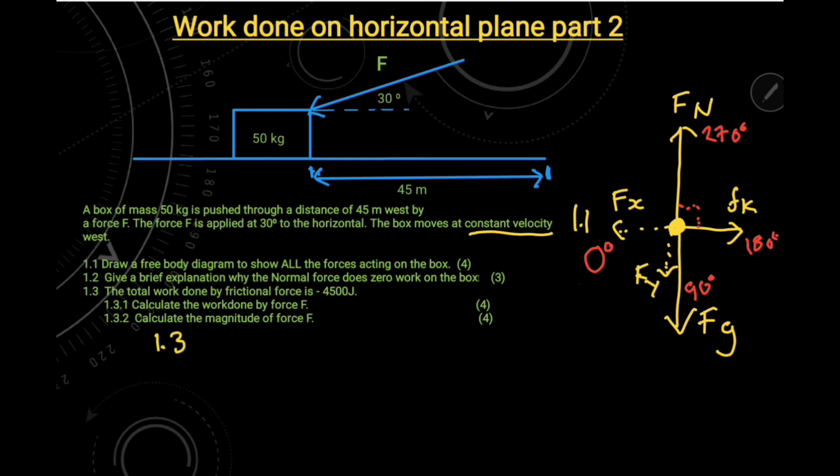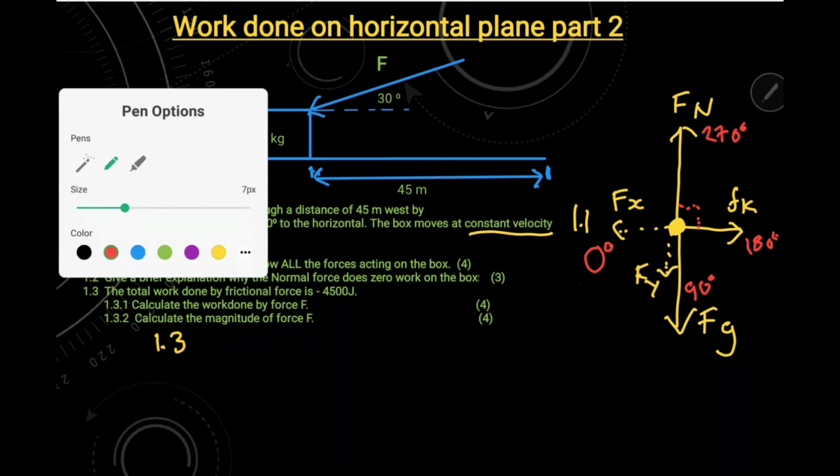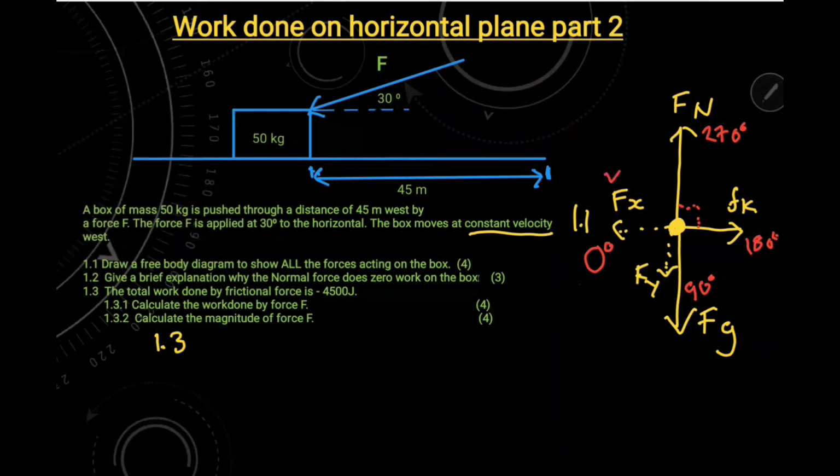Calculate the work done by force F. The work done by frictional force is negative 4500 joules. Now we need to use that idea of constant velocity. Constant velocity means now we're moving on a horizontal surface, so the forces that are going to be responsible for motion are the horizontal forces, Fx and Fk. One of those forces is going in the positive direction.